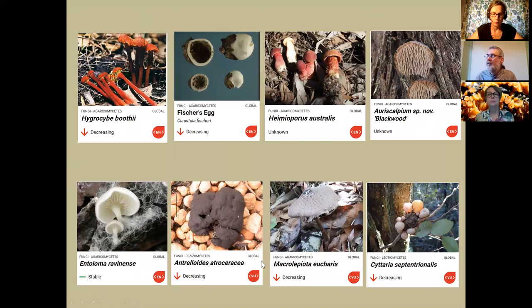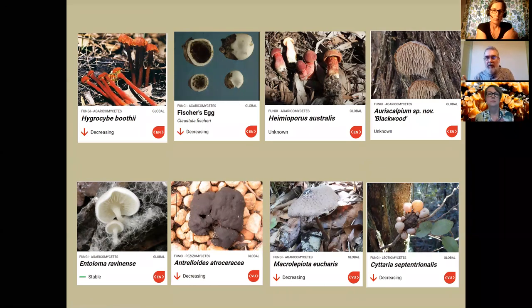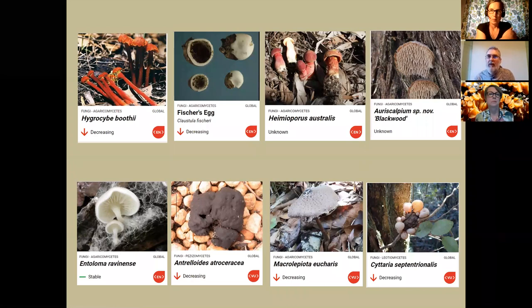Here are a number of other species that have been recently assessed globally as either endangered or vulnerable. Some of these, like Fisher's egg, Claustula fisheri, and this weird little earpick fungus, the Aeroscalpium from Blackwood, would be mappable. Other things are a little more difficult to identify in the field, like this Entoloma atrocerasi. Probably it's a little brown shoe leather, as Pam Catcheside likes to call it, and you'd need a bit of experience to identify that in the field. So not everything is going to be suitable for widespread mapping, but there are enough distinctive species that good information could come out of further mapping.